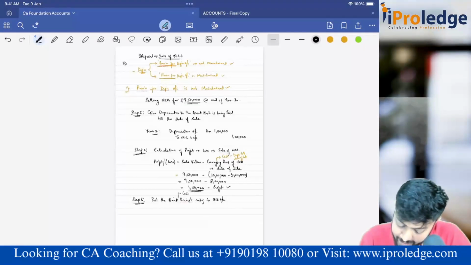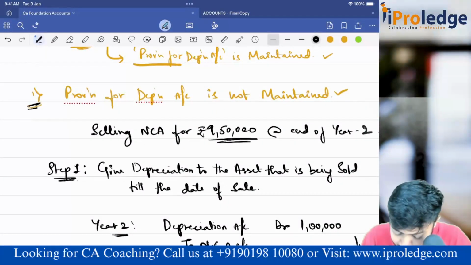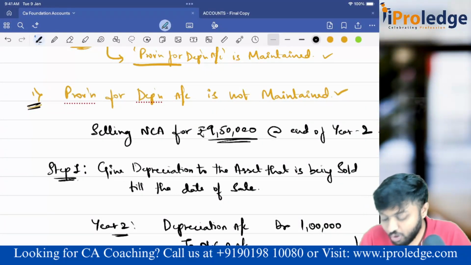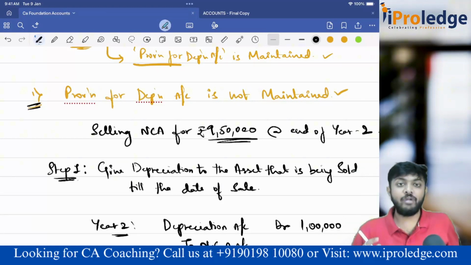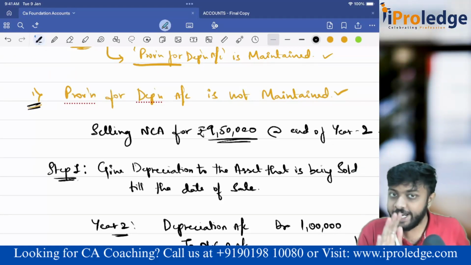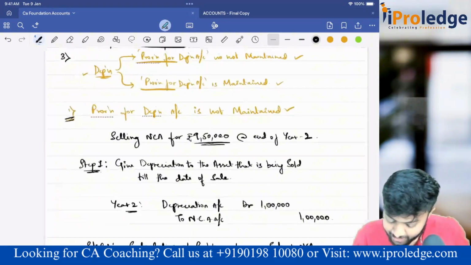So first possibility done. Which was the first possibility? Where provision for depreciation account is not maintained. Can we go to the second possibility, where provision for depreciation account is maintained? No. Still it is not over. We are still in the first point.